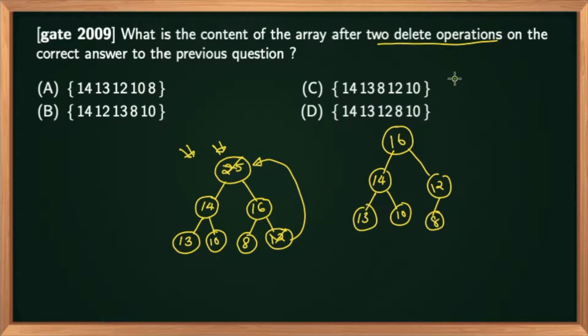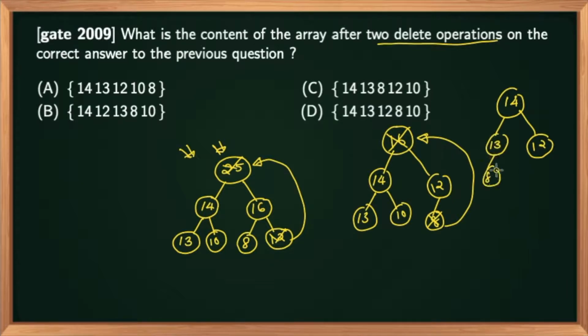Now we have to do one more deletion. So you delete the 16. That means you copy 8 to this location and call heapify. So 14 will come here, and the right side will be 12. Then you will have 13 here, then 8 and 10. This will be the result after we call heapify. So the correct level order traversal should be 14, 13, 12, 8 and 10. So the correct option should be D.